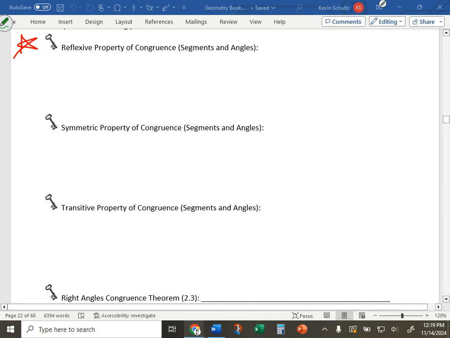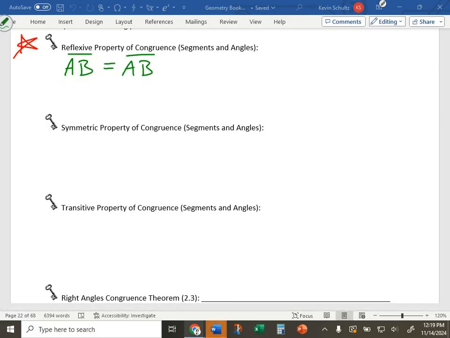And it's used primarily for segments and angles. Basically, in segments, segment AB is equal to itself. It's like if you hold something up to a mirror and you see the reflection and you see exactly what's presented in front of it, that's kind of what this is here. For angles, the reflexive property says angle A is equal to angle A itself.